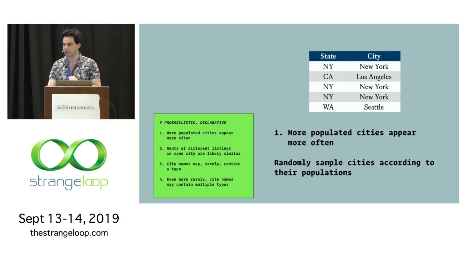So in order to encode that more populated cities appear more often, we can write a program that randomly samples cities according to their populations. So that when we run it, we get cities like New York and Los Angeles much more often than we get cities like Durham, North Carolina.